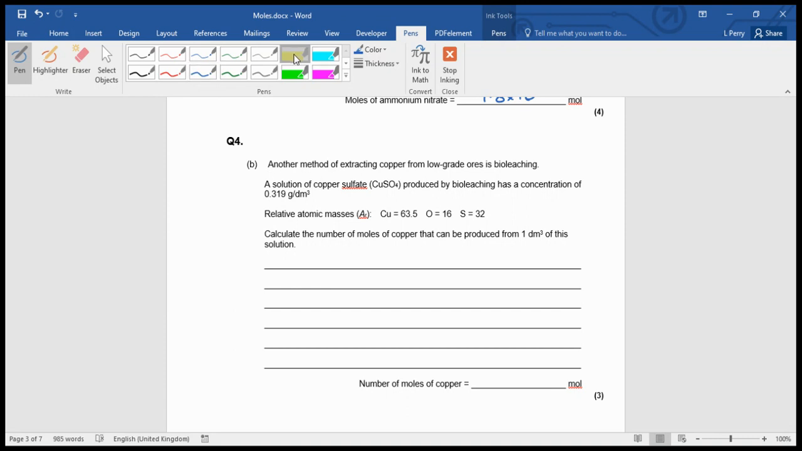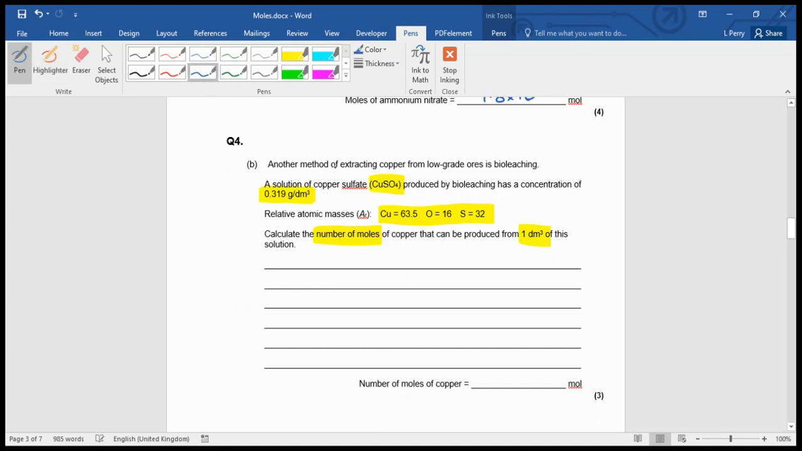So another method of extracting copper from low-grade ores is bioleaching. A solution of copper sulfate produced by bioleaching has a concentration of 0.319 grams per decimeter cubed. We're given the relative atomic masses and the formula of our chemical. Calculate the number of moles of copper that can be produced from 1 decimeter cubed.